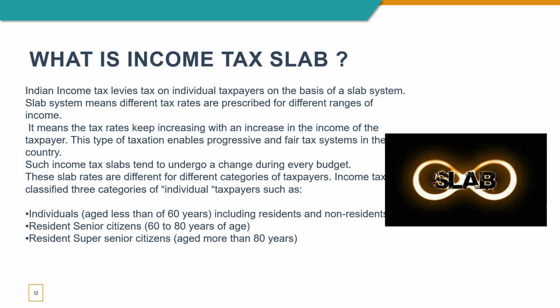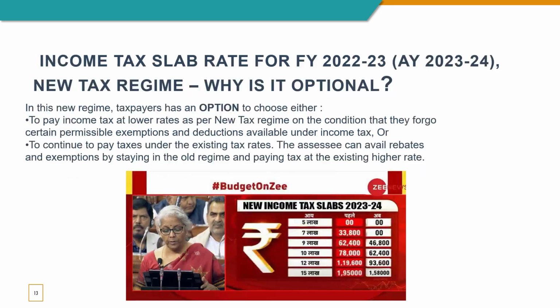Such income tax slabs tend to undergo a change during every budget. These slab rates are different for different categories of taxpayers. Income tax has classified three categories of individual taxpayers: individuals aged less than 60 years, including residents and non-residents; resident senior citizens, 60 to 80 years of age; and resident super senior citizens, aged more than 80 years.